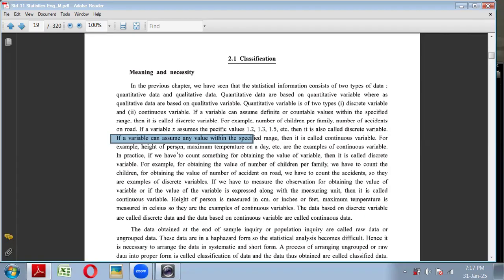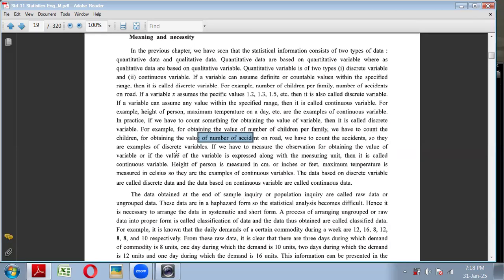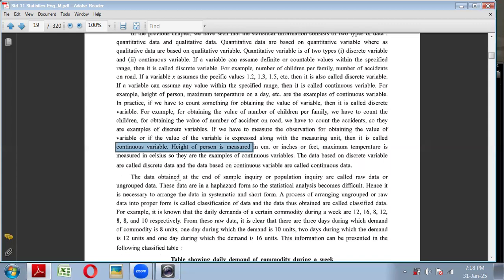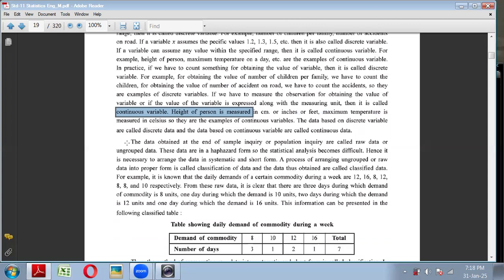Basically, if the variable is assuming certain definite values, it is called a discrete variable. Here the example is given: the number of children per family. That we can count, so that is an example of a discrete variable. The number of accidents on a road is also a discrete variable. A continuous variable can take different values, and fractional values can also be taken, like the height of a person in centimeters, inches or feet. That is a continuous variable. So that is the difference between a discrete variable and a continuous variable.